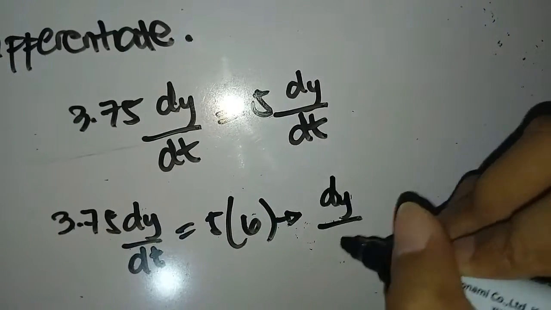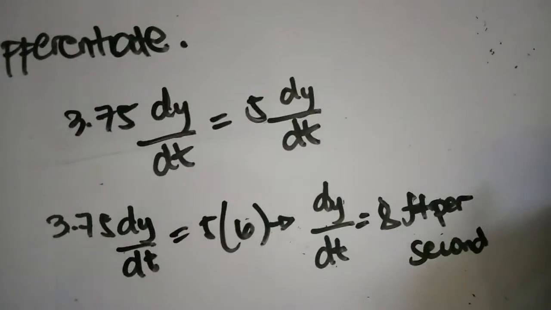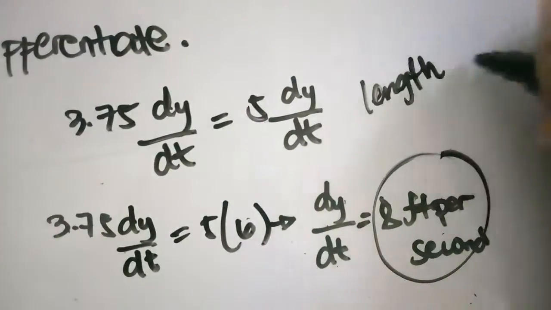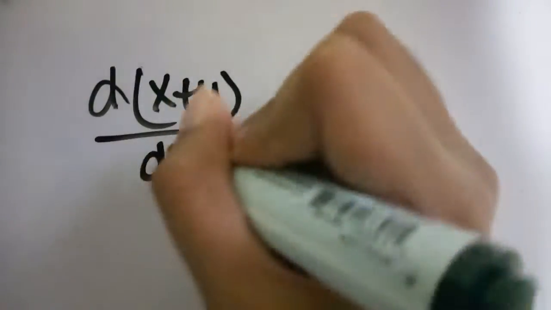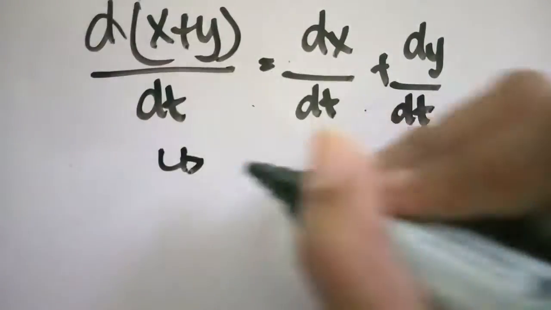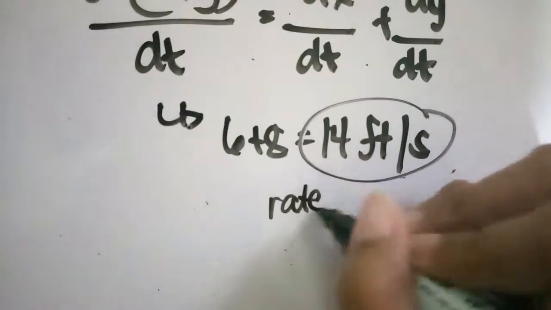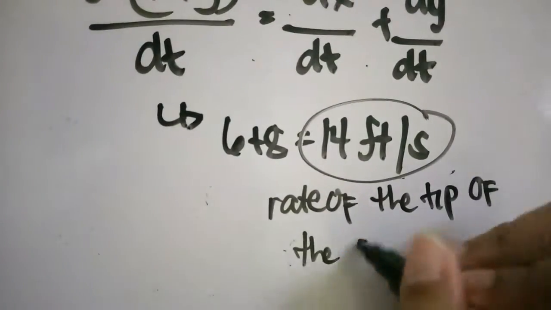To solve for what we need, plug in the values. 5 dy over dt is equal to 5 times 6. Solving for this, dy over dt is equal to 8 feet per second. This is the rate of the length of the shadow. To get the rate of the tip of the shadow, as said earlier, we need d times x plus y over dt, which is dx over dt plus dy over dt. So the rate of the tip of the shadow is 6 plus 8, which is equal to 14 feet per second.